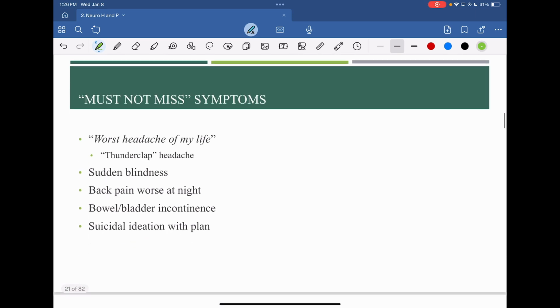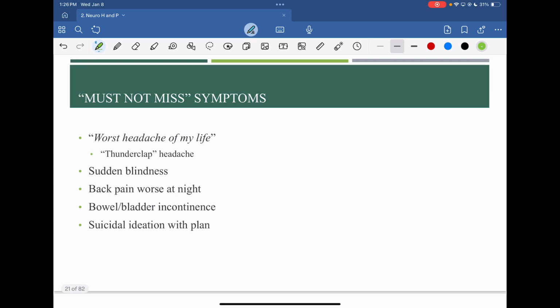Must-not-miss symptoms. Thunderclap headache, worst headache of my life. Not all the time, but the majority of the time, those type of complaints are subarachnoid hemorrhage. Sudden blindness is a major do-not-miss. Back pain that is worse at night is usually going to be an epidural tumor: when you lie on your back at night, that tumor compresses the spinal cord and causes pain. Like the Princess and the Pea with the mattresses.